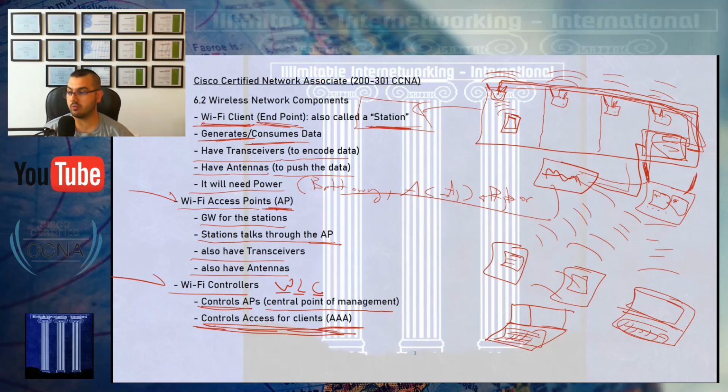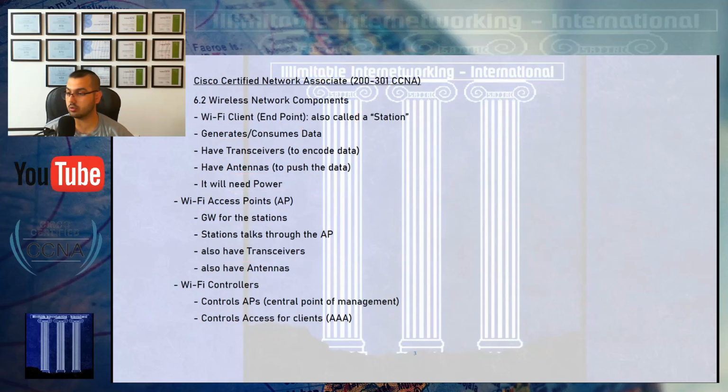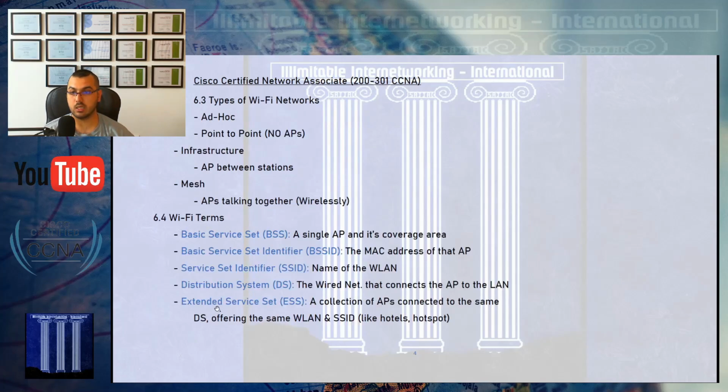Okay, so I hope so far that just mentioning the basic components of wireless is clear to you. Just in case they weren't, you know where to comment down below in the video. And after you are clear with this video, we will jump to the upcoming video, which will be the Wi-Fi types and terms.